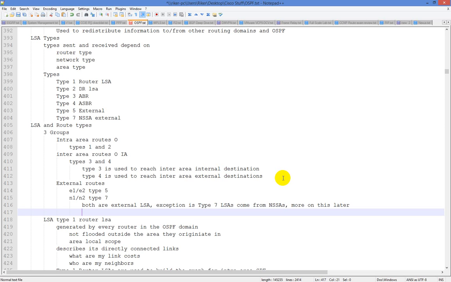So, when you get into Type 3 and Type 4, you're leaving your area. Either you're leaving your area to go to an external route, which is a Type 4 LSA, or you're leaving your area to go to some other OSPF route that's advertised from another area. So that's the general idea of how that breaks down.